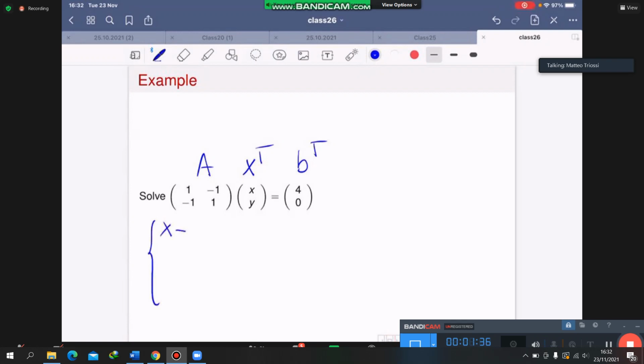x minus y, first row, first column, x minus y equals 4, and minus x plus y equals 0. Does this system have a solution? This system has no solution, as you can tell me. Why?